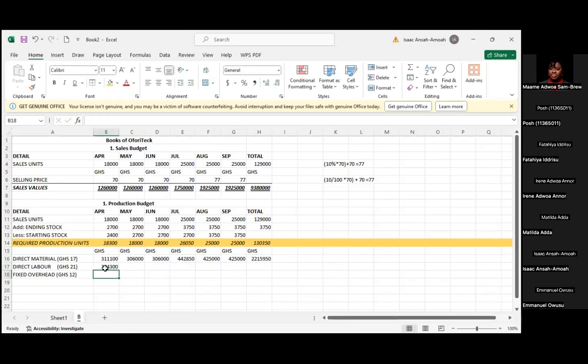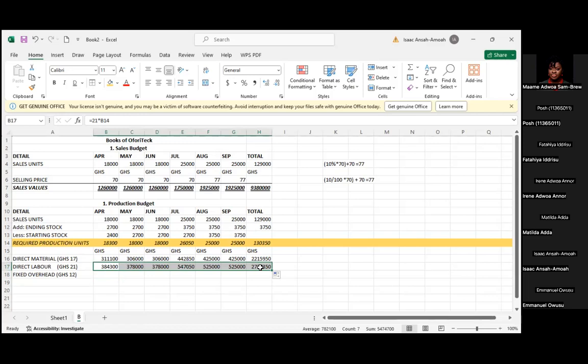Okay. If I come to May, I'm going to multiply 21 cedis by 18,000. Same with June. If I get to July, I'm multiplying 21 by 26,050. Then in August, I'll multiply 21 by 25,000. And then September, I'll do the same. And then I'm able to generate my total.